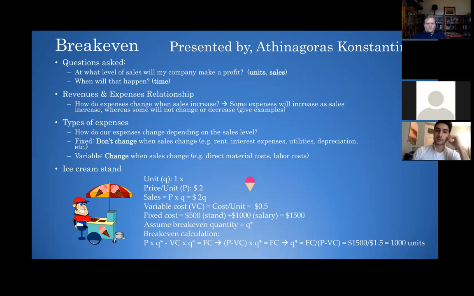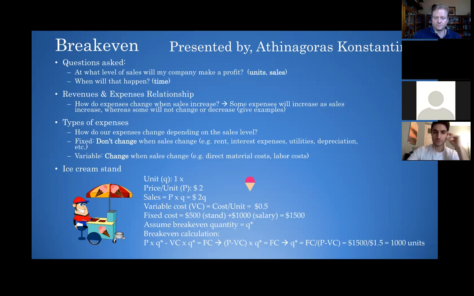So basically what determines the break-even point is the revenue and expenses relationship. We want to know, as sales increase, how do expenses behave? As we all know, there are fixed expenses and variable expenses. Like in economics, we say fixed costs and variable costs. Fixed costs don't change with output. These are costs like rent, interest expenses, utilities, etc. And variable costs are directly related to output, like the cost of goods sold.